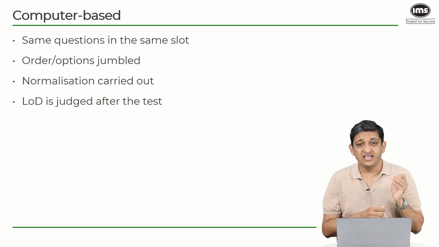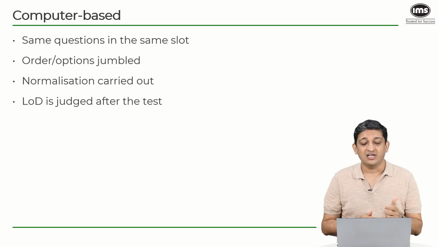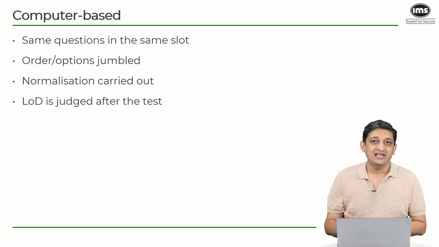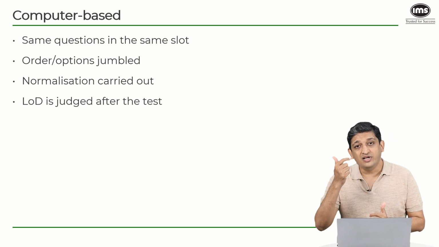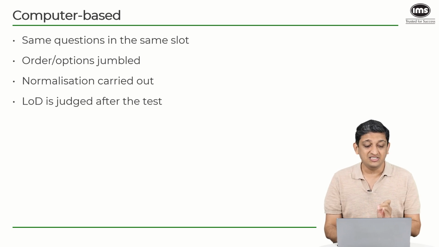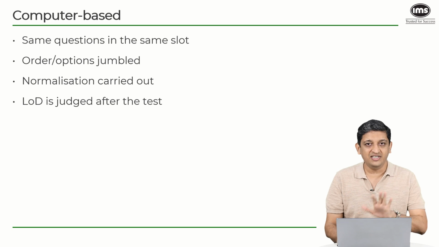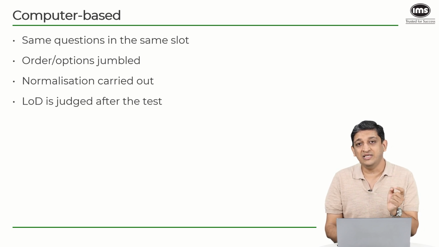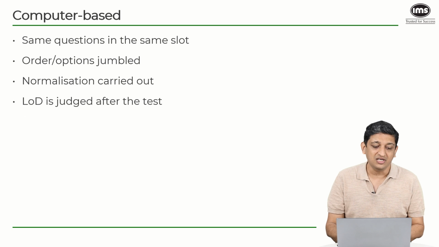In terms of the level of difficulty of a particular slot, this entire normalization process is carried out after the test is done. That's why the level of difficulty of a particular slot is judged after the test, on the basis of the performance of the people who appeared for the test in that slot. So that is what happens after the test. During the test, you might find questions to be difficult, but your performance has to be relative and not absolute.